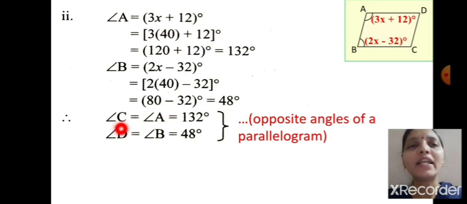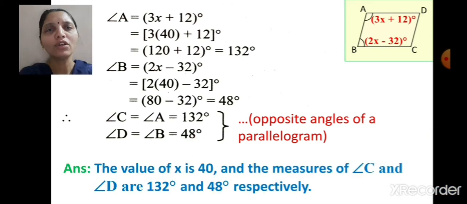So therefore angle C is equal to angle A, because angle C and angle A, these two angles are opposite angles, and we know that opposite angles of a parallelogram are congruent. Similarly, you know angle B, so angle D will be equal to angle B. So angle D is equal to angle B is equal to 48 degree. Therefore, your final answer is the value of x is 40 and the measures of angle C and angle D are 132 degree and 48 degree respectively. I hope you all are understanding this. Now let's move on to the next question.